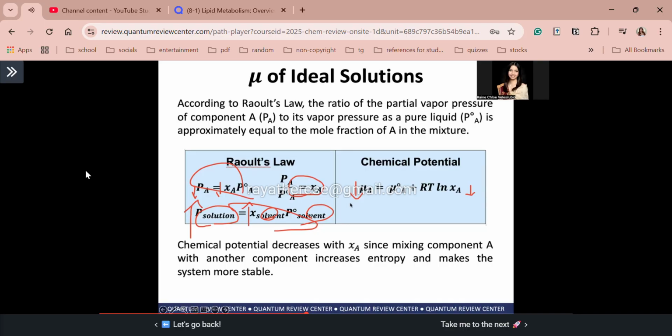Again, chemical potential decreases with decreasing XA as well. Because when you mix A with another component, or you dilute it in your solvent, that increases entropy and makes the system more stable as well.